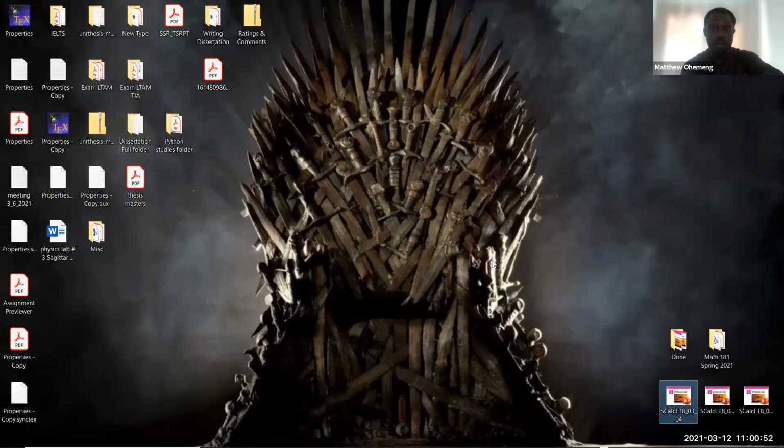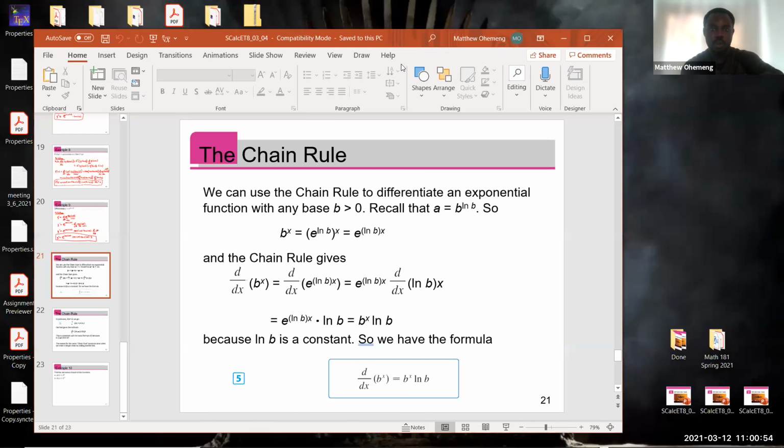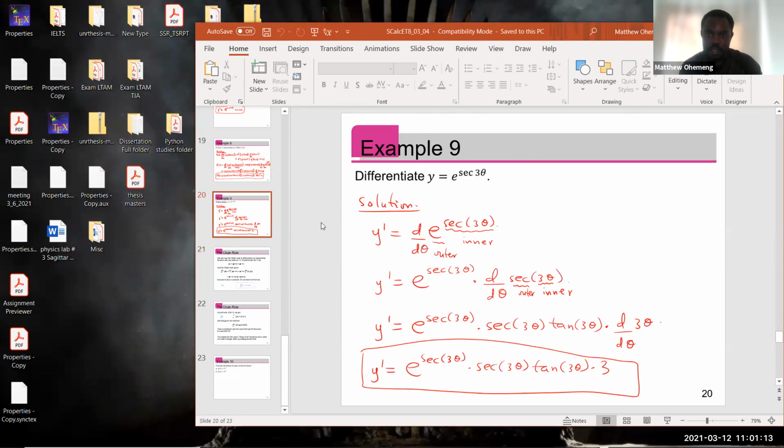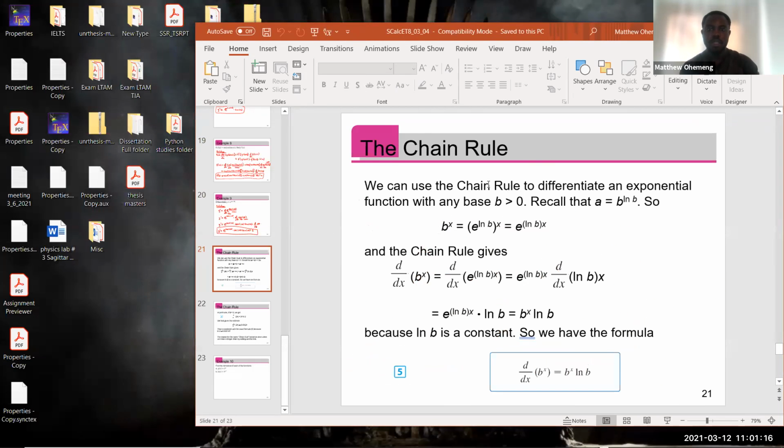So we are on the chain rule, section 3.4, right? On Wednesday, I explained, we started on Monday, but on Wednesday I did a lot of examples and gave some further explanations. We were on this slide the last time. The last thing we were trying to do was to derive a general rule for an exponential function.